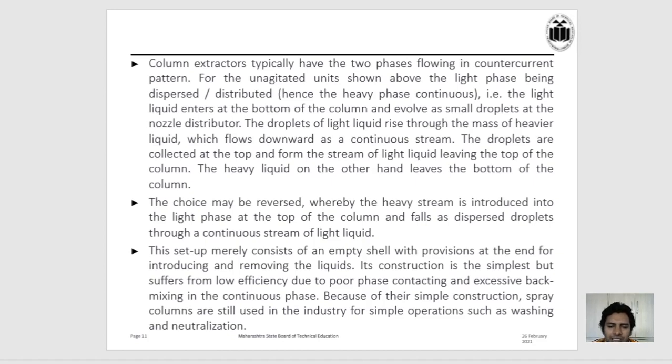This setup merely consists of an empty shell with provisions at the ends for introducing and removing the liquids. Its construction is the simplest but suffers from low efficiency due to poor phase contact and excessive back mixing in the continuous phase. Because of their simple construction, spray columns are still used in industry for simple operations such as washing and neutralization.